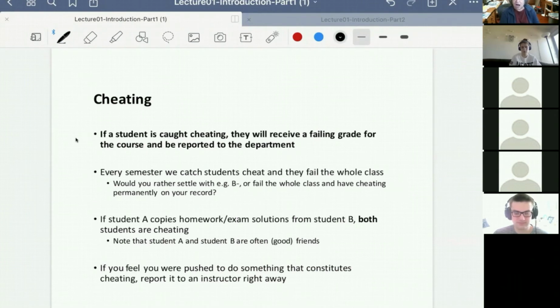If a student copies homework or exam solutions from student B, both students are cheating, one for copying and one for allowing it. That's especially true now when you can't say someone's just looked over at my page during class. That's not happening. If you feel pushed to do cheating by somebody else, report it to an instructor. That means me or one of the TAs right away.